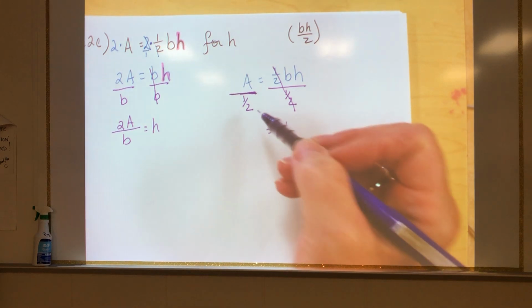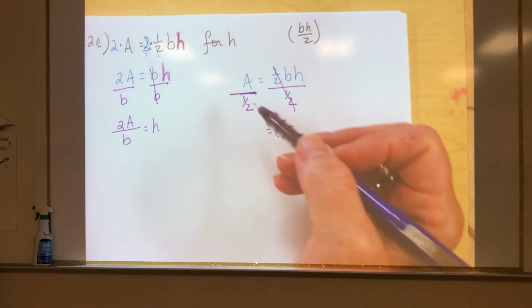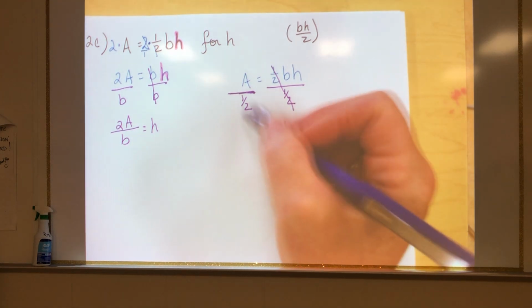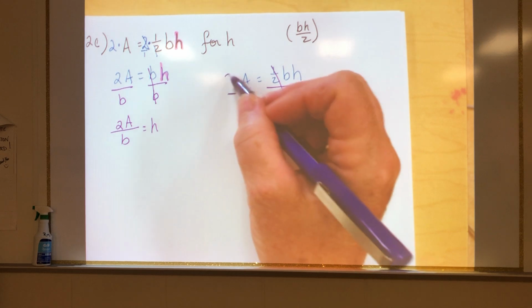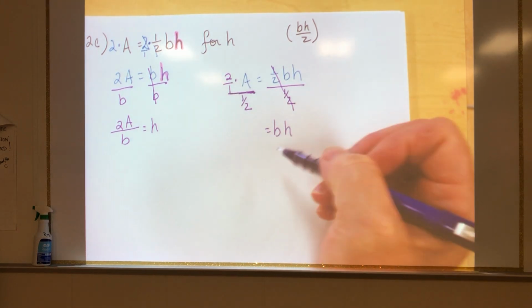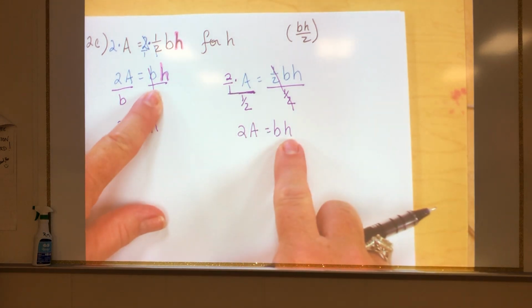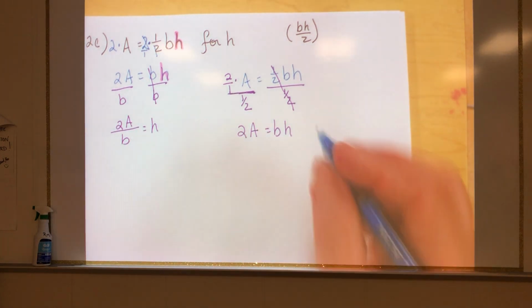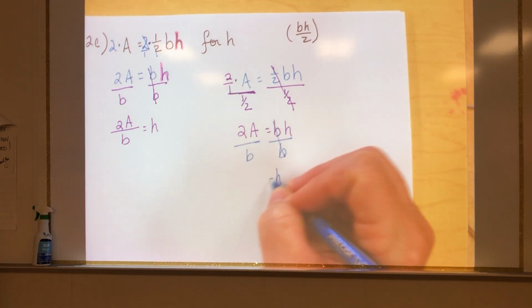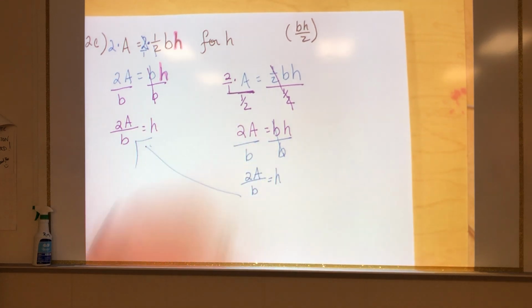Divide. And division by fractions is easy as pie. Flip the second and multiply. So all I have to do is flip this guy and multiply. What is 2 over 1 times A? 2A. We got the same thing we got up there. So now we'll divide by B, and H is equal to 2A over B. Same thing we got right there.